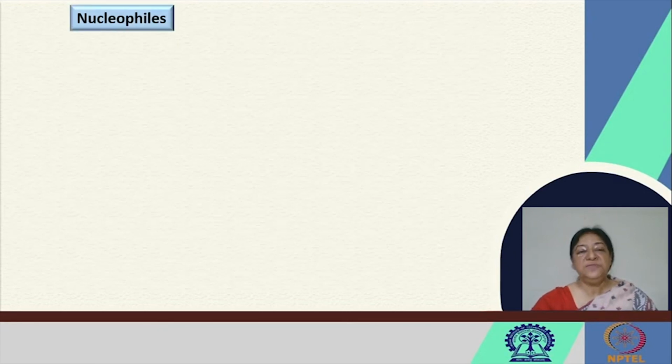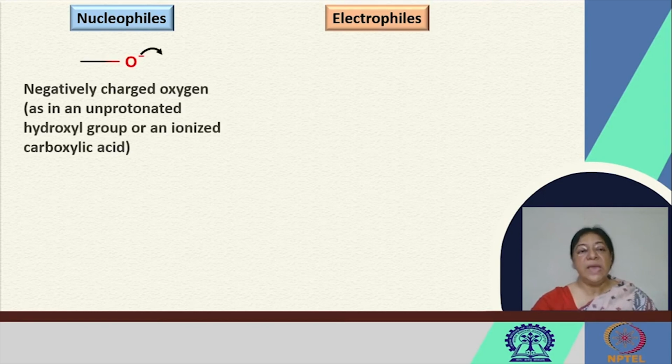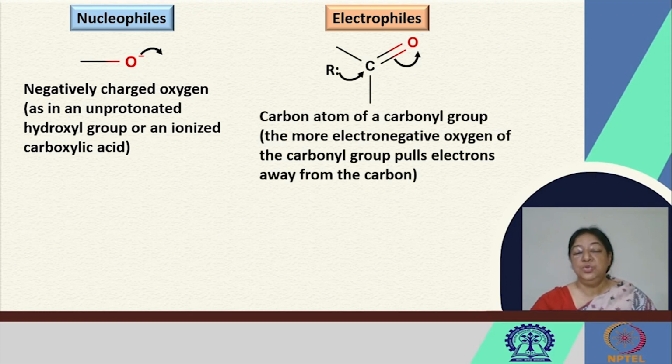So if we look at the specific nucleophiles and the electrophiles that are involved, we have the negatively charged oxygen. That would be the case in an unprotonated hydroxyl group or, say, an ionized carboxylic acid, and an electrophile that would then be able to be formed from this would be, an example would be the carbon atom of a carbonyl group, and the more electronegative oxygen in this case would pull the electrons away from the carbon.